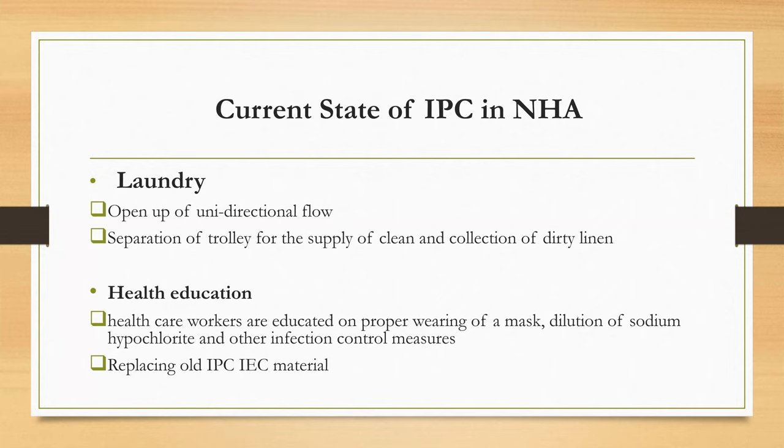Then the state of our laundry. Currently we had to reopen our unidirectional flow. There were two doors actually for in and out flow of dirty and clean linen, but one door was closed to control traffic. But the unit had to go there to re-educate them on the use of the two doors for the unidirectional flow, so that dirty linen is coming in from one flow, while the clean linen is going out from another flow. We had to educate them why it should be so. And we also noticed that they were using their trolleys randomly. So we had to make them dedicate one group of trolleys to clean linen, while the other trolleys are for collection of dirty linen. And we had to educate them on how to keep the linens clean so that they won't contaminate the linen.